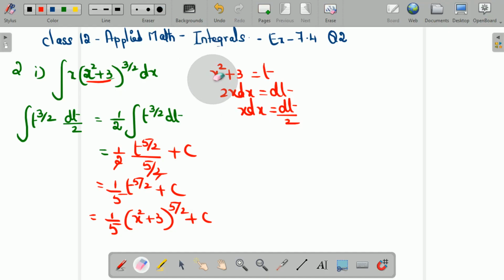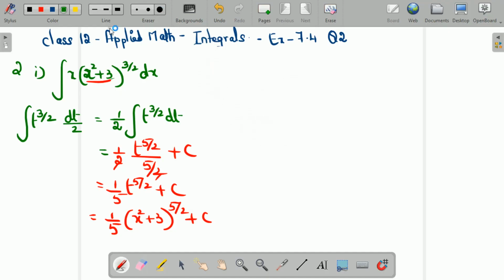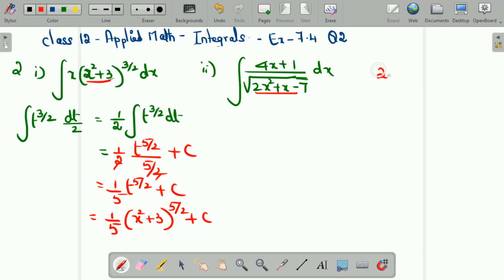Now let's take up the second subdivision in this question. So here it is integral of (4x plus 1) divided by root of (2x squared plus x minus 7) dx. So we are going to put the entire expression in the denominator as t. So 2x squared plus x minus 7 is equal to t. So (4x plus 1) into dx is equal to dt.